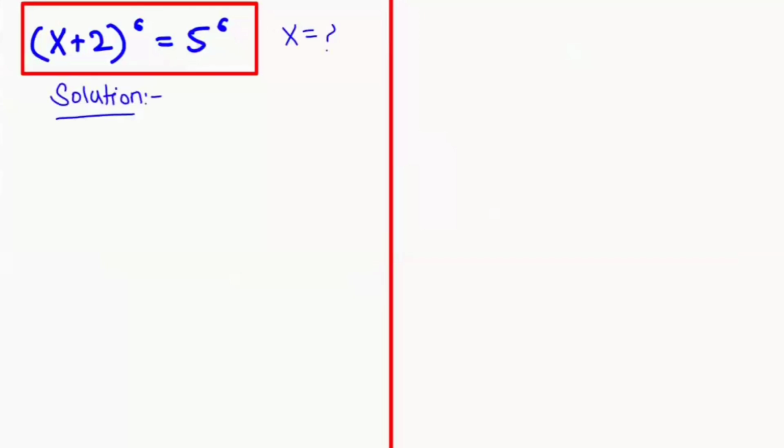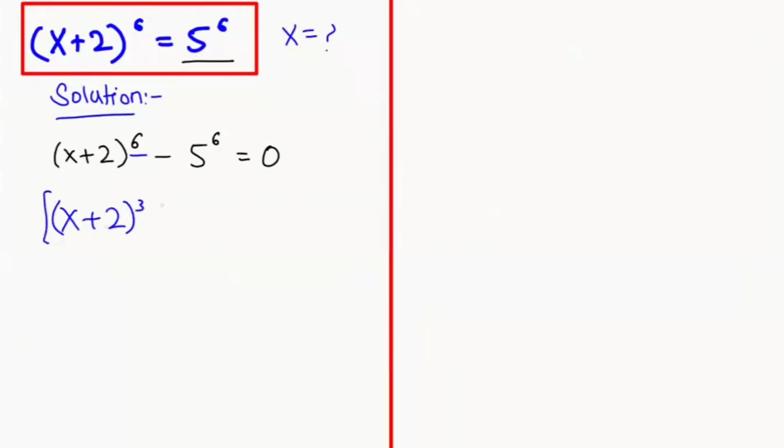The first step, I am going to take this 5^6 to the left-hand side. So (x+2)^6 - 5^6 = 0. Now we're going to split the power here: ((x+2)^3)^2 - (5^3)^2 = 0.